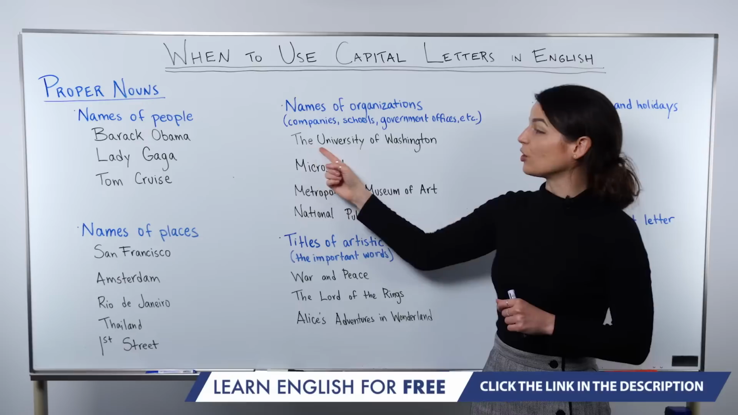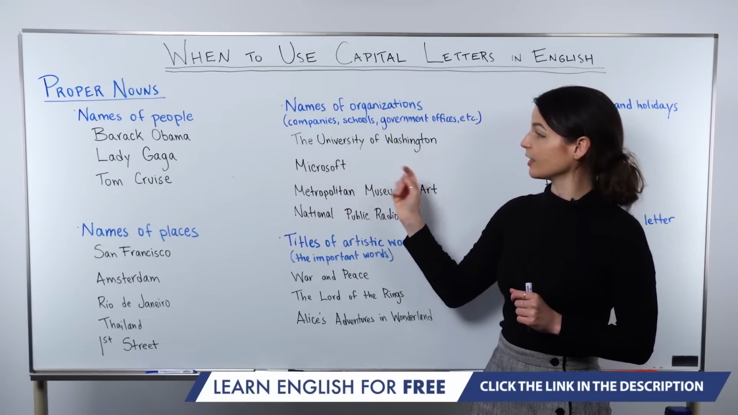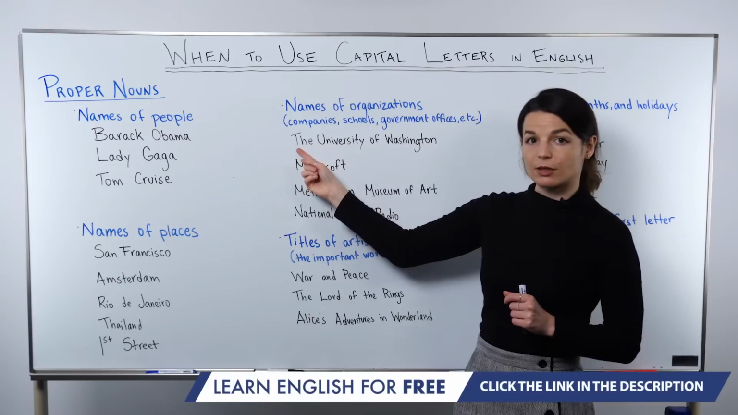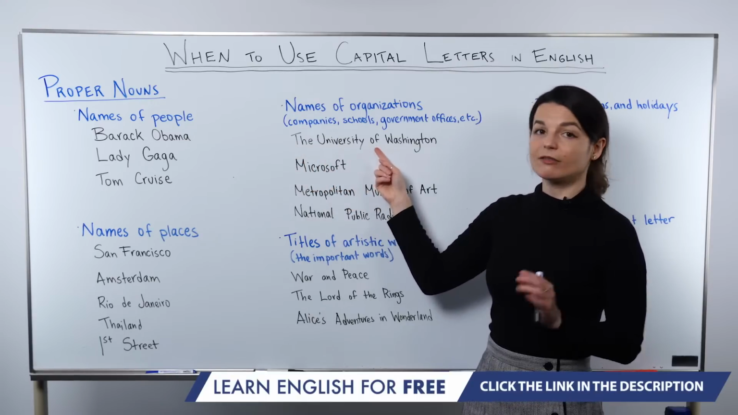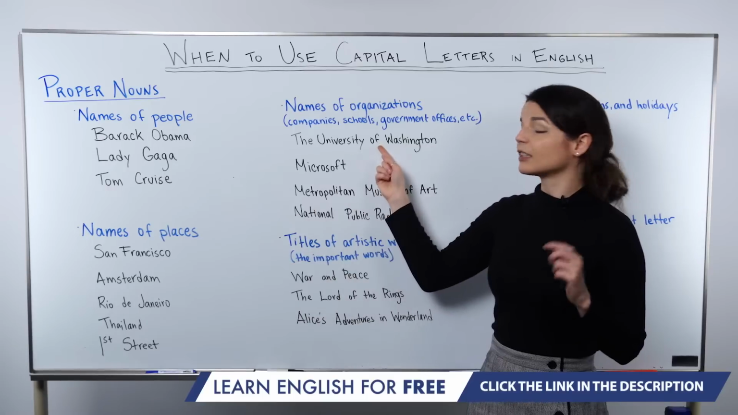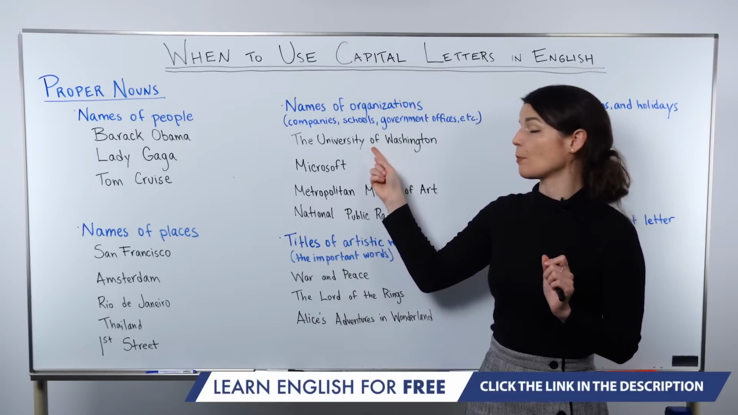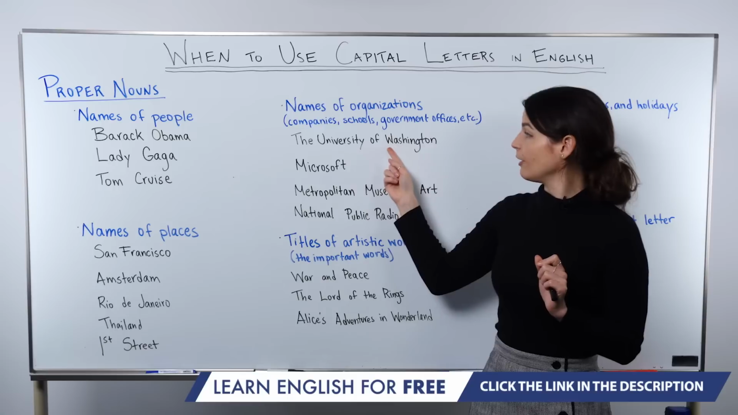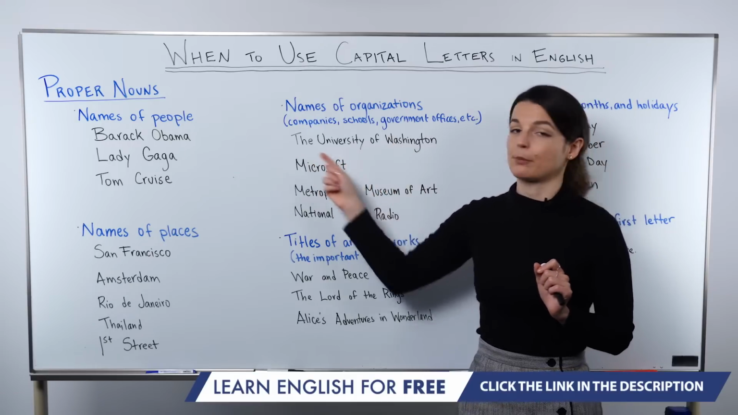First one, the University of Washington. Here we have the first letter capitalized, the U in university. This little of is not capitalized. Like we saw in Rio de Janeiro, these little connection words, we typically do not make them capital. We don't make the first letter capital. And finally, Washington, the W here. So the key words are capitalized.